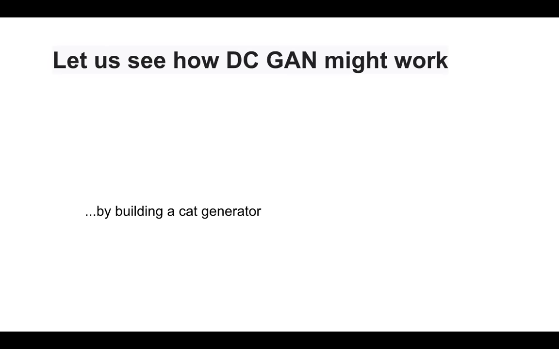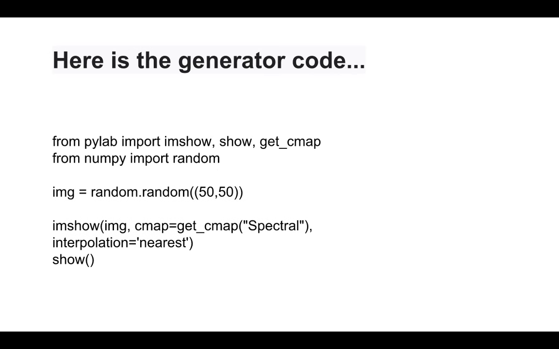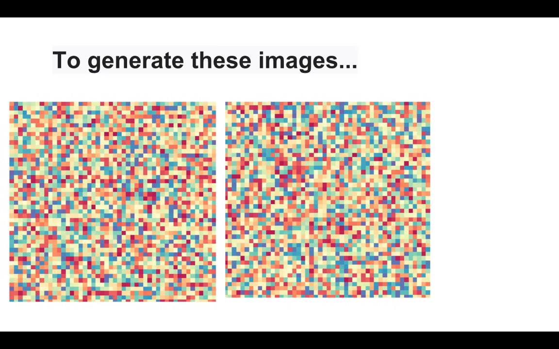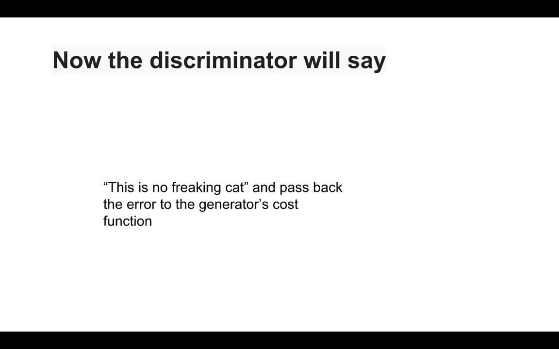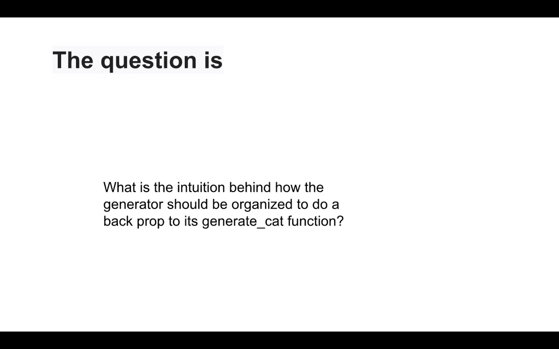Let's see how DCGAN might work by building a cat generator. Here is the generator code. It's Python, so simply you generate some random numbers and then you get some image like this. Now, the discriminator will definitely say, this is no freaking cat, and pass back the error to the generator's cost function. The question is, what is the intuition behind how the generator should be organized so that it can do a backprop to the generator?